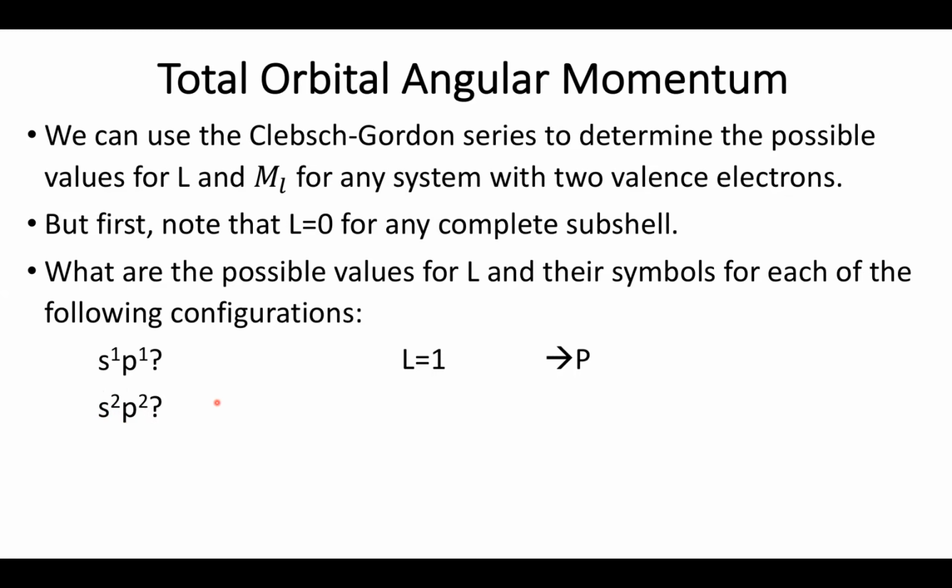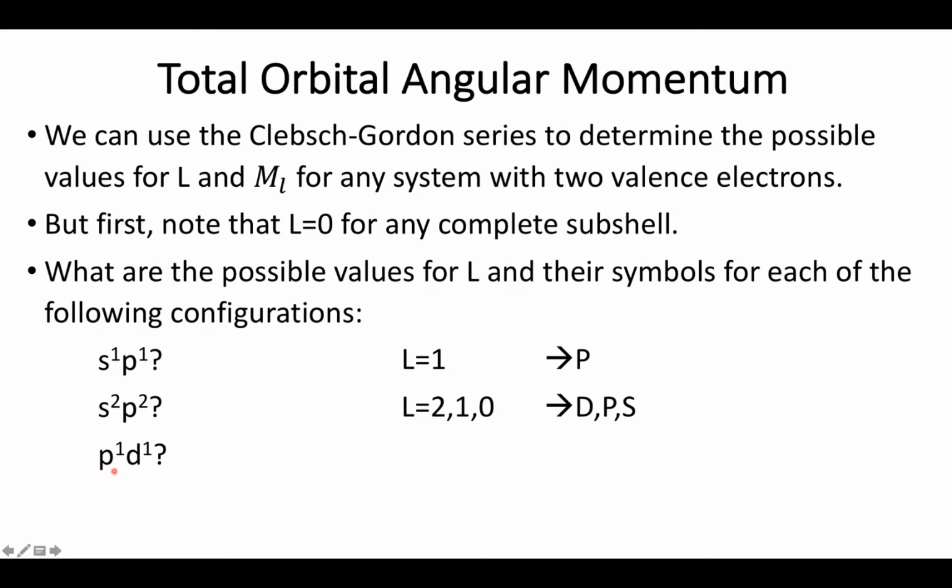And I'm just going to focus in on these 2 p electrons. So L sub 1 is going to be 1, and L sub 2 is also going to be 1. So I can have a maximum total orbital angular momentum of 1 plus 1 and a minimum value of 1 minus 1. So this gives me potential total orbital angular momentums of 2, 1, and 0 with corresponding symbols of D, P, and S.